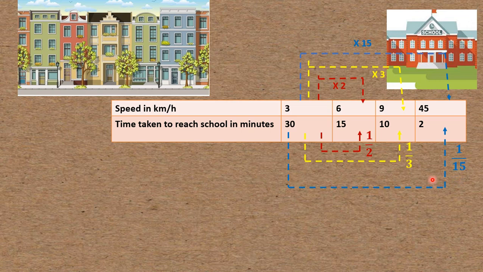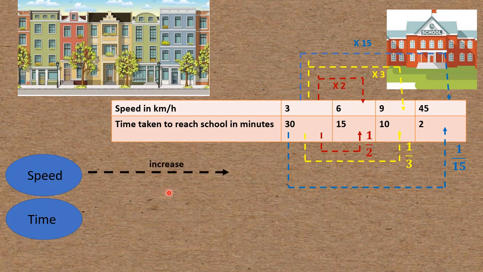Okay. So when we observe here, the speed increases and the time reduces. When speed and time are the two quantities, when speed increases, the time decreases.